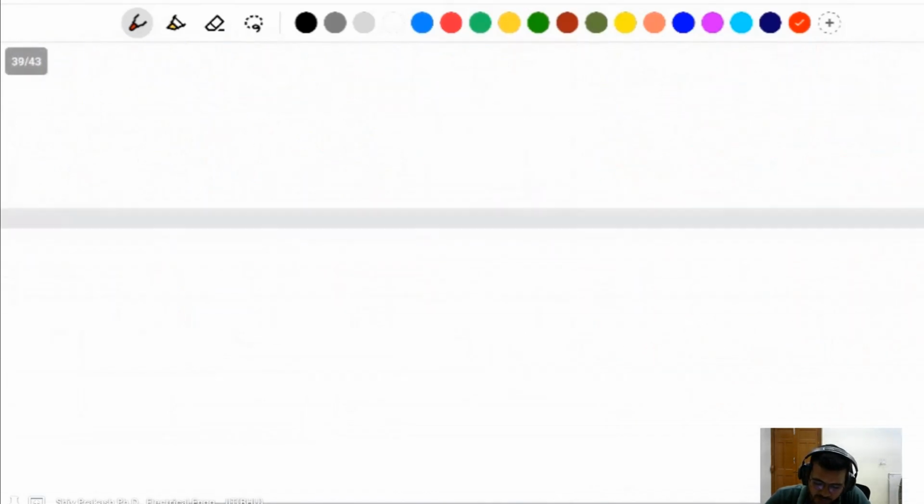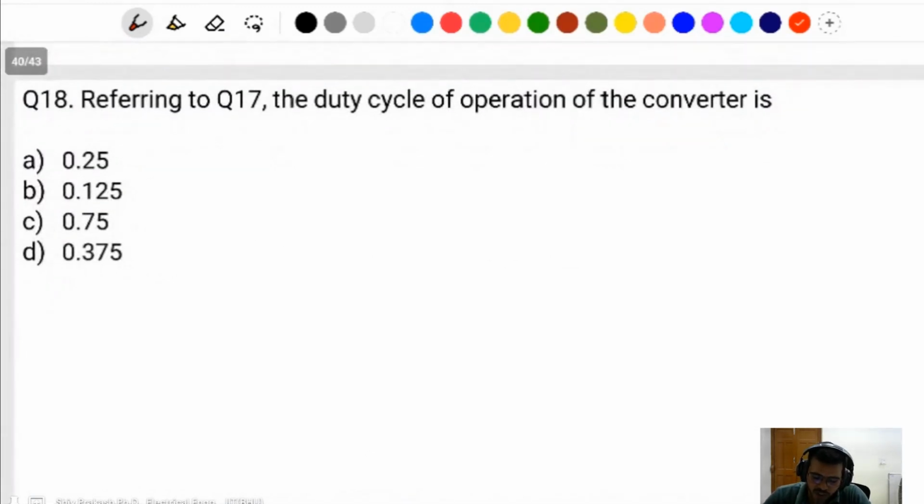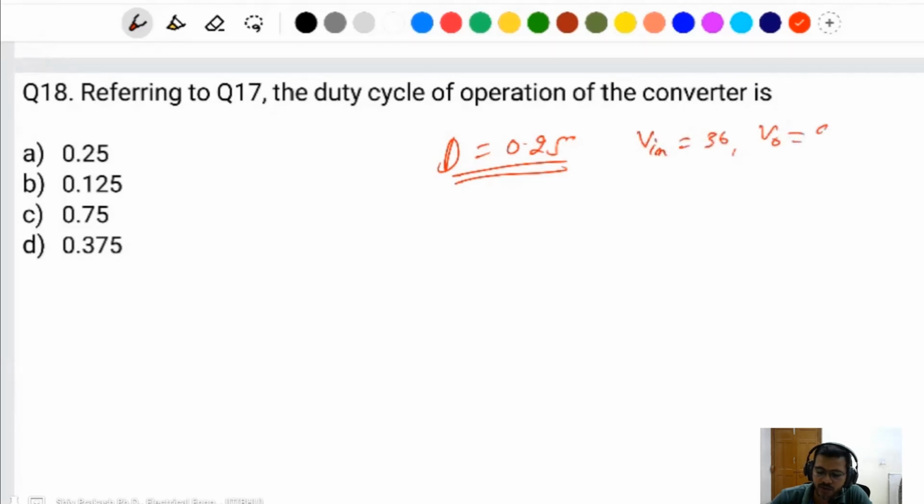Okay. Next question, same thing, referring to question number 17, that means the previous question: the duty cycle of the operation of the converter. Same thing I have calculated, 0.25, from the input and output voltage. V in is given as 36, V output is given as 9 volt. Then the duty cycle is V output divided by V in, 0.25.